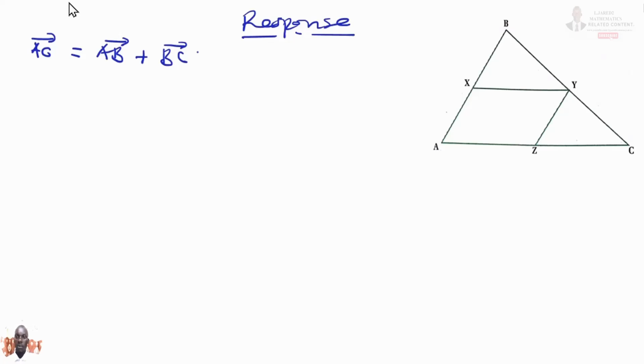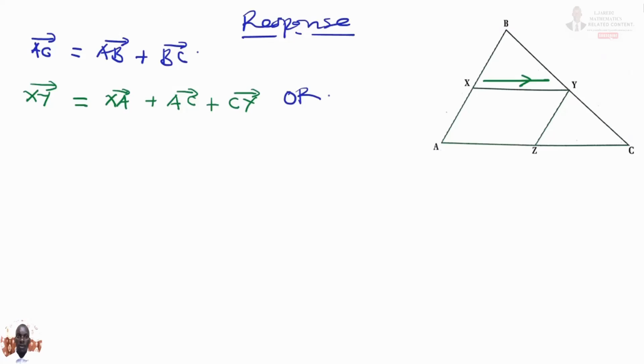This implies that we are going to get the vector XY, which is now equal to, so from this diagram, the vector XY, it is taking this direction here. It is the same as moving from X to A in that direction, plus from A to C in this direction, and then from there we move from C to Y in that direction. So it implies that the vector XY equals the vector XA plus the vector AC plus the vector CY.